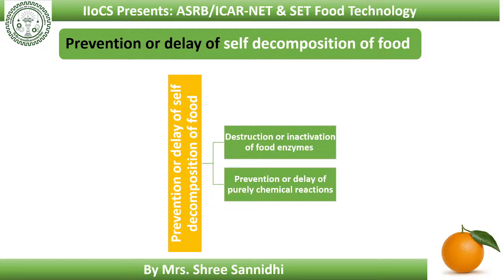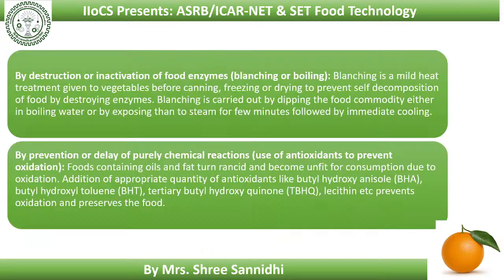Okay, so next method is prevention or delay of self decomposition of food. It involves two stages, two types. First one is destruction or inactivation of food enzymes, and the second one is prevention or delay of purely chemical reactions in the food. Okay, let us see more about this.